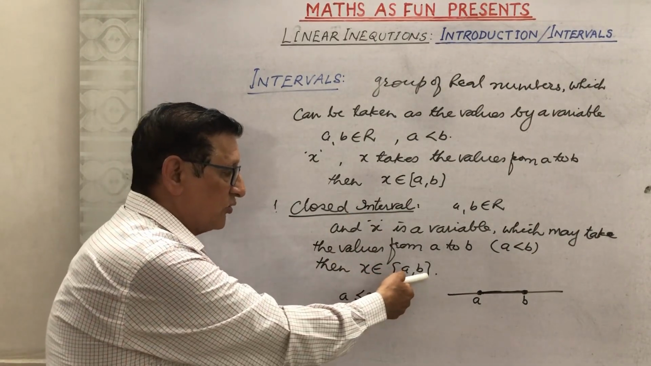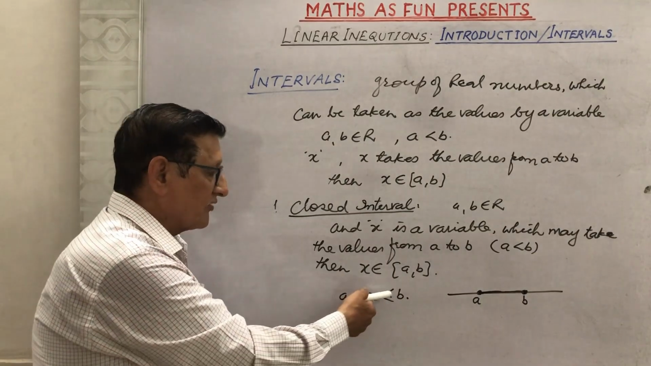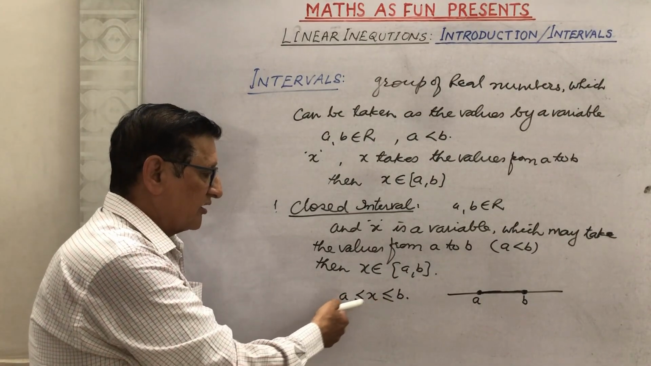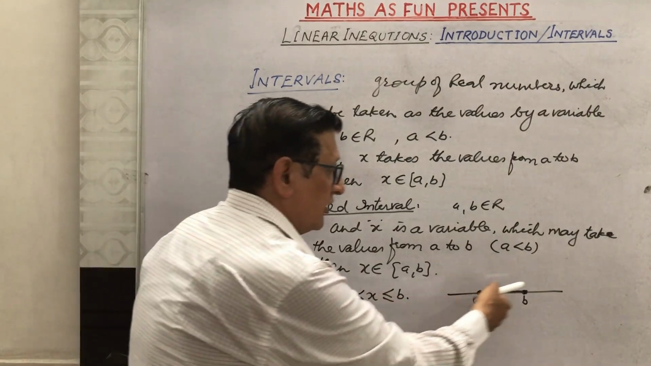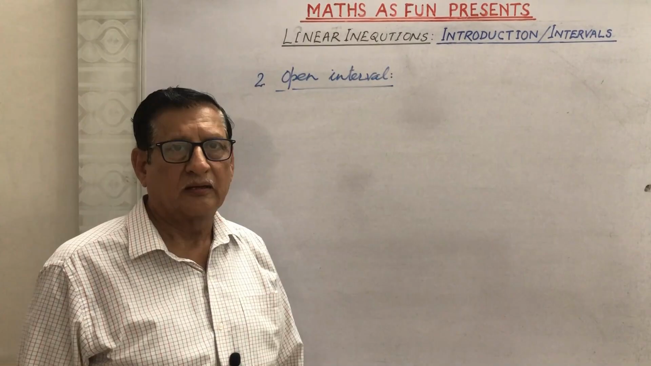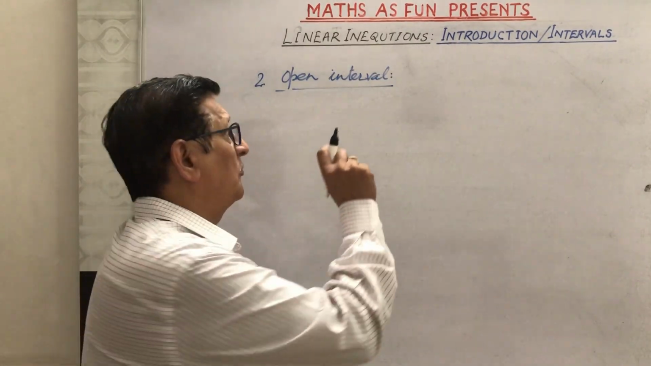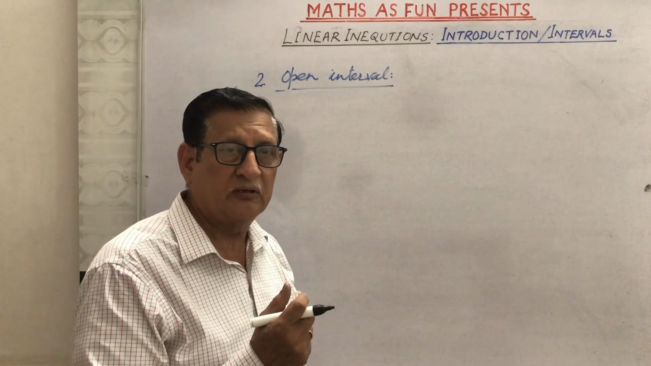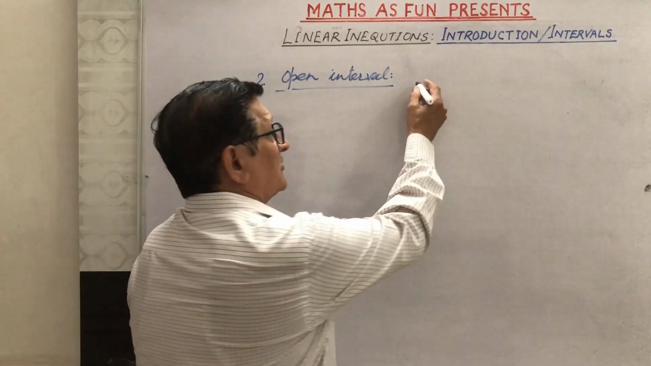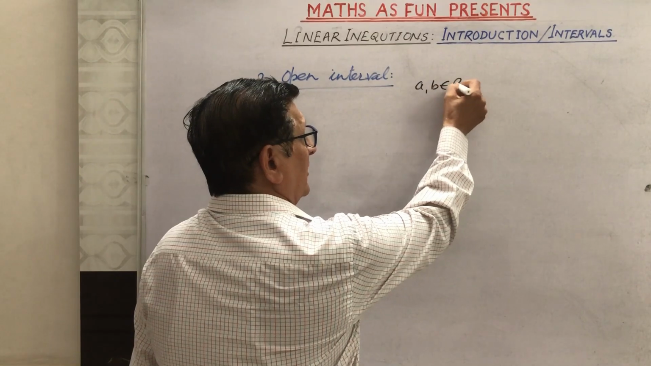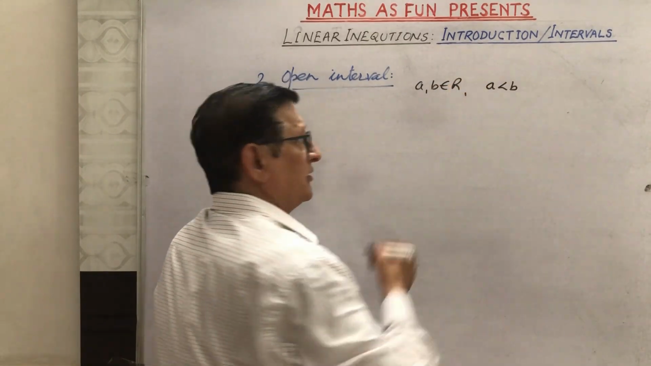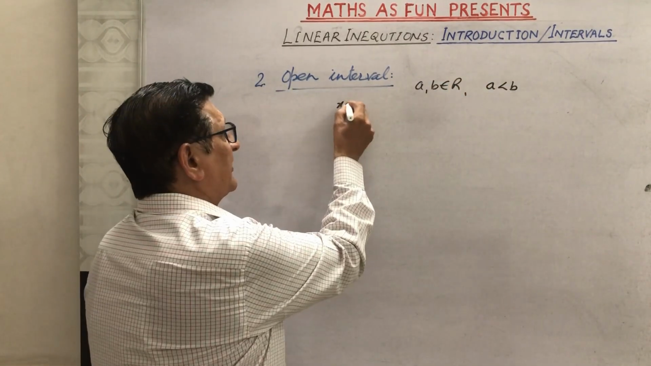So these are the representations of a closed interval. Number one with the square bracket, number two we write with the signs of inequality, and number three on the number line. The second type of interval is the open interval. What is an open interval? Suppose a and b are any two real numbers and a is less than b, and x is a variable.